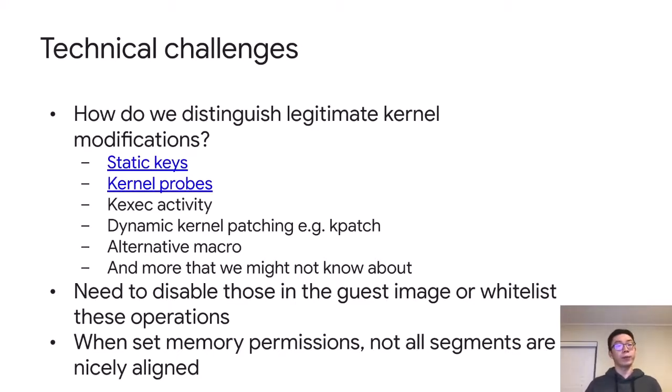Another major problem is that when setting memory permission, not all segments are nicely aligned. When we set permission, it's on the page level. If we have one page that is shared between a code segment and a data segment, it will be very hard for us to set the correct permission on it, and we will have a potential problem here. So to mitigate this issue, some changes in the kernel need to happen to make sure all the different segments of the kernel are nicely aligned.